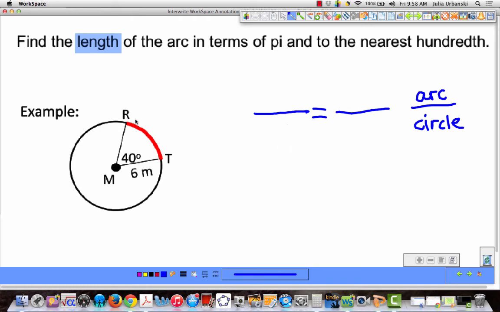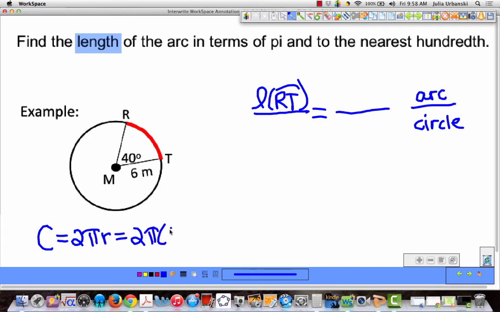So we're starting with the lengths. The length of RT is the one we don't know, the length of RT. That's what we're hoping to find. But we need to have the length of the whole circle. That's what goes on bottom. So that's the circumference. Circumference is 2 pi r. So it's 2 times pi times radius of 6, which equals 12 pi. And that's the circumference around the whole circle. That goes on the bottom.